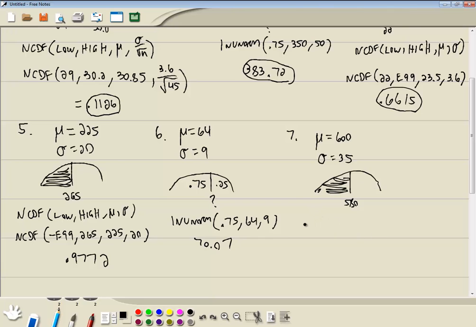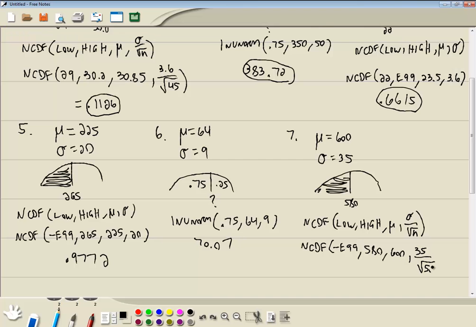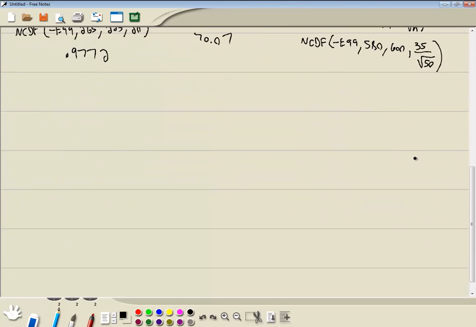And we're talking about means, so we're going to be doing this formula: normal CDF, our low, our high, our mean, our standard deviation divided by the square root of n. So we do normal CDF, low, which is negative E99, comma high, which is 580, comma mean, which is 600, comma standard deviation, which is 35, divided by the square root of n. It says a sample of 50 dinners, so n is 50. So let's plug that in.